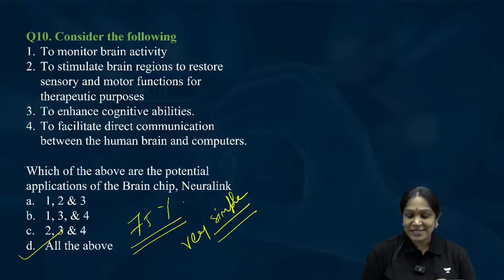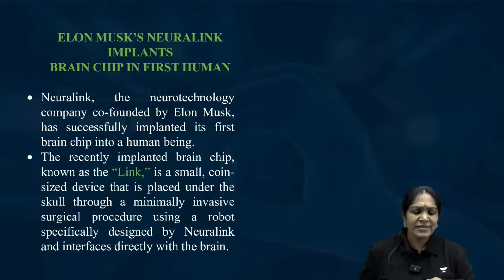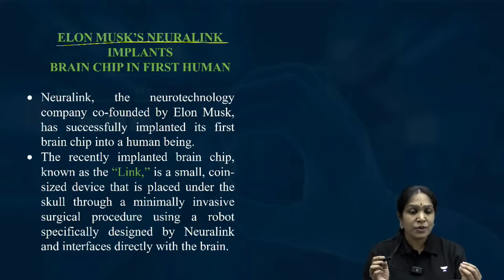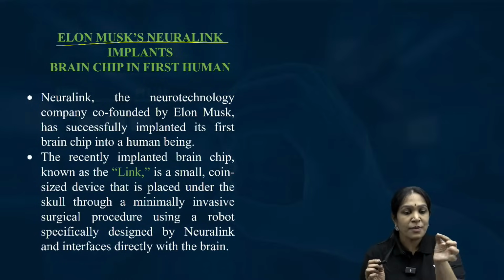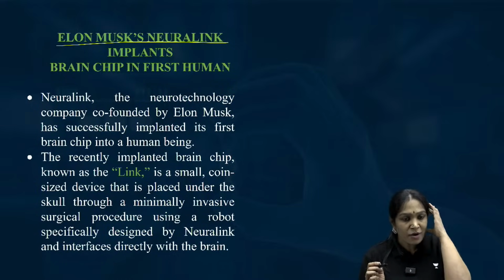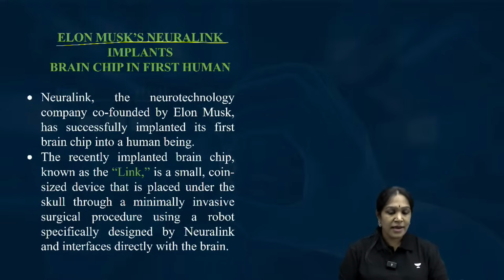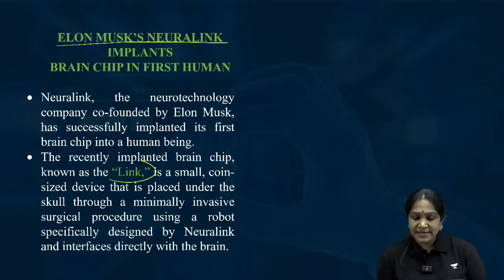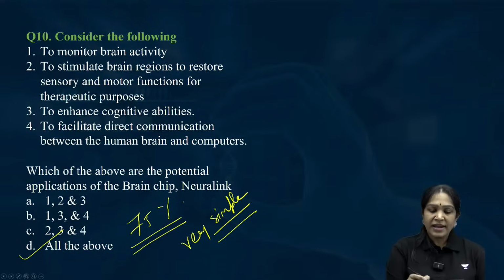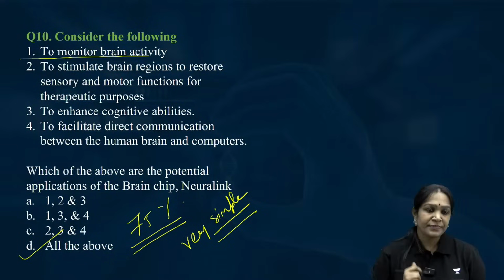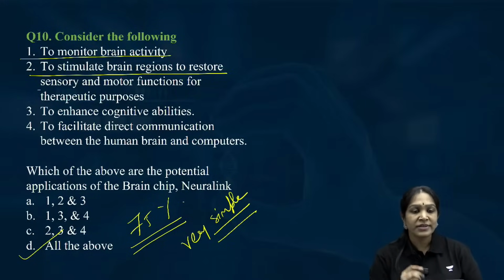Okay. So first, what is Neuralink? We all heard that Elon Musk's company, through a surgery, implanted a small chip into the brain of a human being. Is it clear? What is this chip called? Link. What all can it do? It can monitor the brain activity. It can keep studying the brain's activity. It can stimulate the regions and restore the sensory and motor capacity.